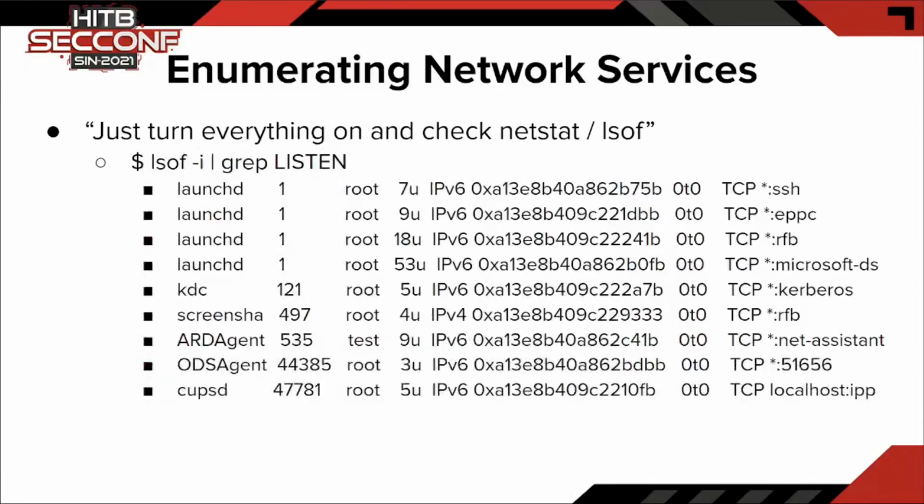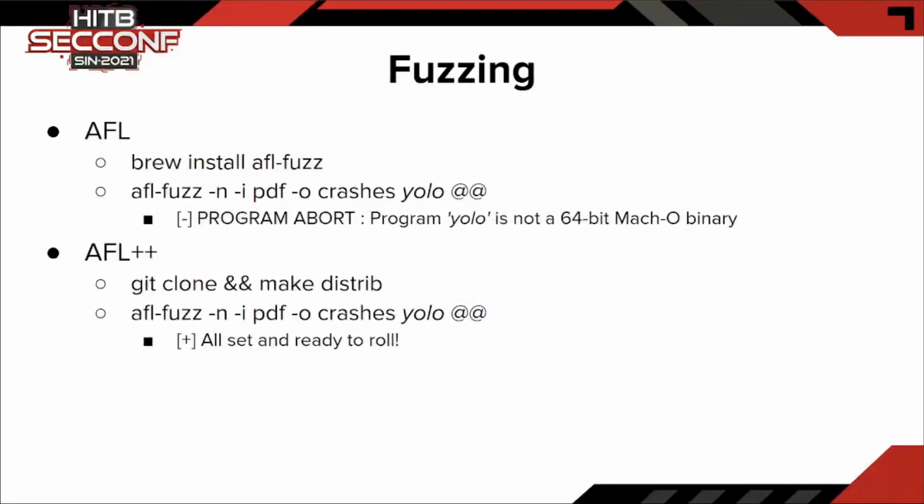So, you can see different stuff running here. Cups daemon, screen share, launchd has some different listening services, KDC, all that stuff. So as far as fuzzing goes, AFL, if you try to run it on Mac, it's not going to work very well. A lot of the new development is on AFL++, and they figured some of these different bugs out and added a ton more features. Can't say enough good things about that project. They're really continuing to push the state of the art for fuzzing and standardization on that.